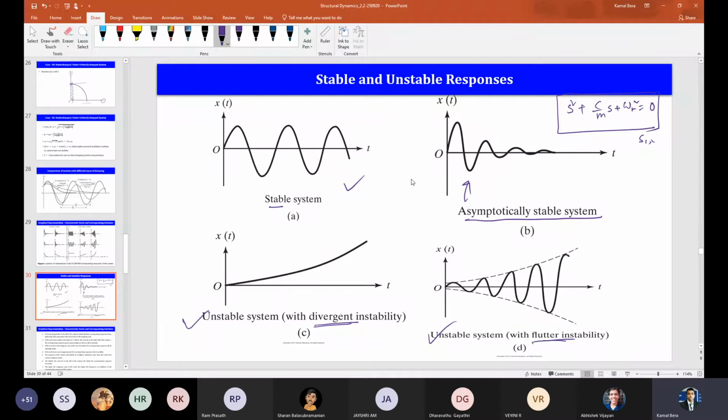This is fatal instability. In the last class I talked about this, like the failure of the Tacoma Narrows bridge or the aircraft wing failure due to fluttering. You don't have to remember it. I am just trying to say that depending on the damping value or the roots of the characteristic equation, the response can be like this.